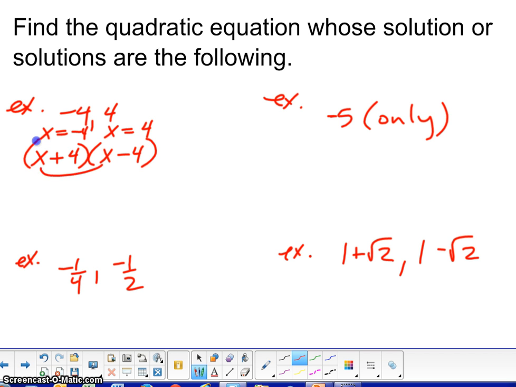Then when you FOIL x squared, the outsides and insides are going to cancel, leaving you with x squared minus 16. So that is going to be the quadratic equation that it's looking for.